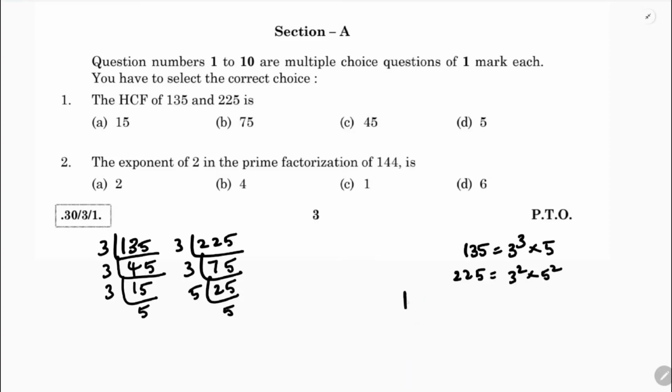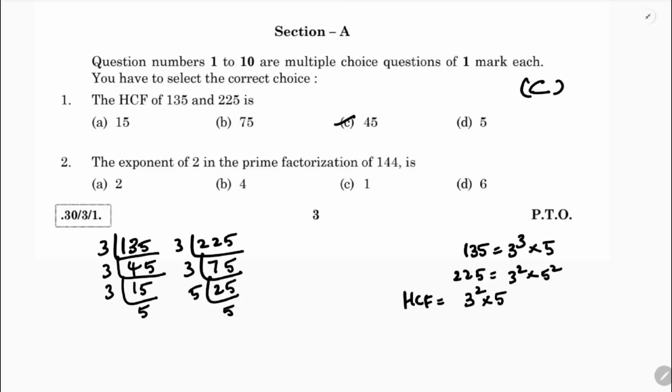So here the HCF is the product of the common prime factors with the least power. So 3 square into 5, which is 9 times 5, 45. So the correct option is C.